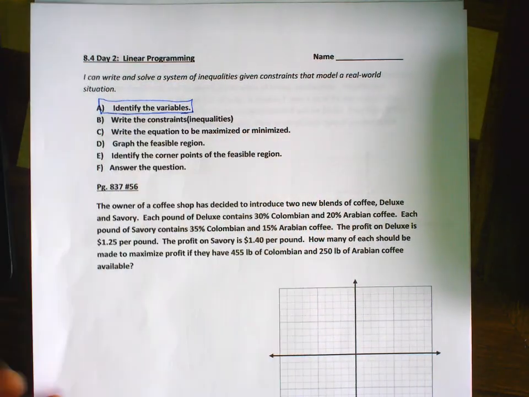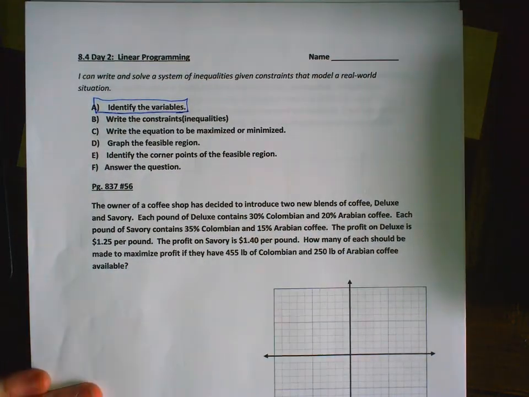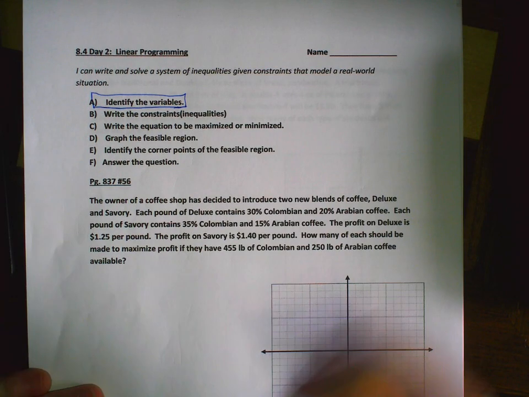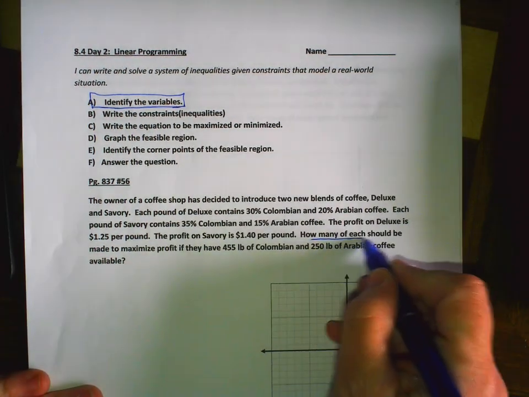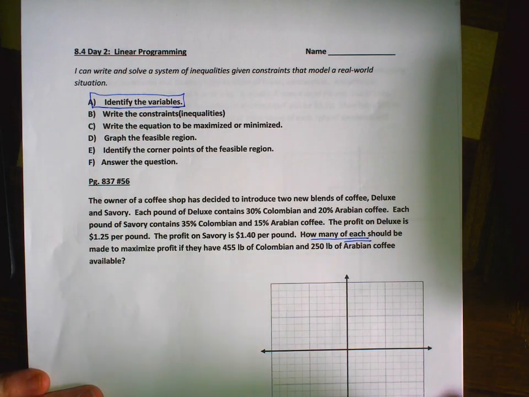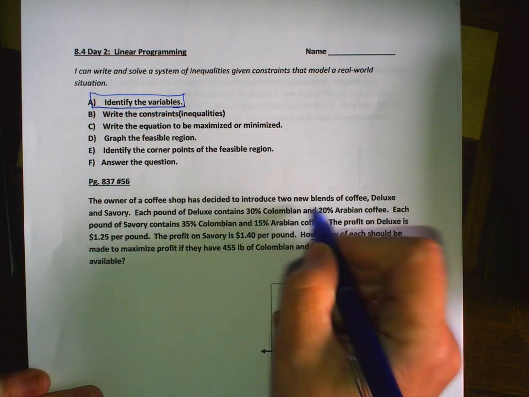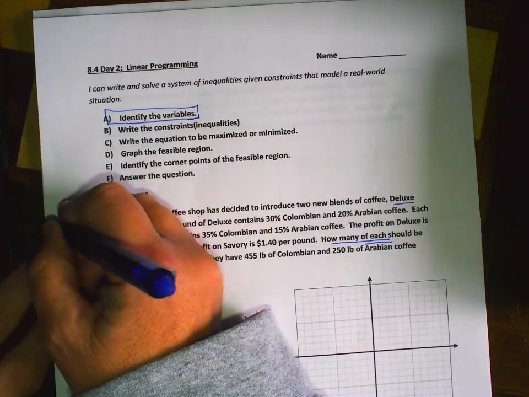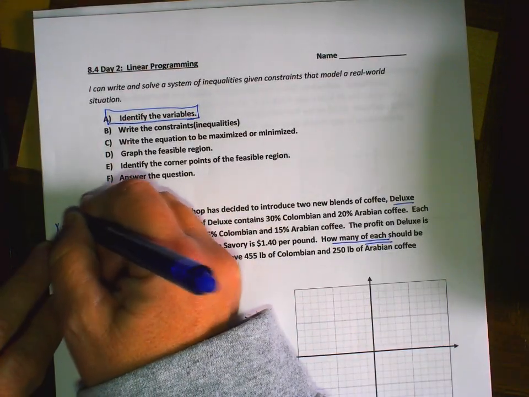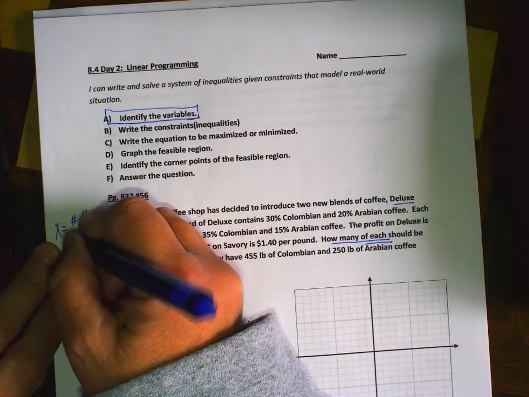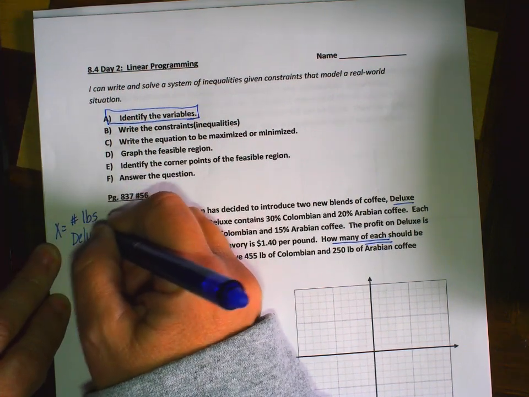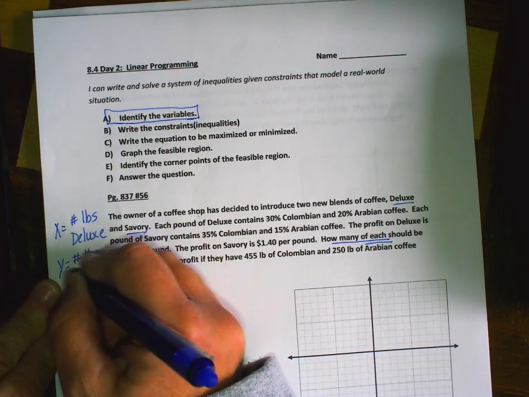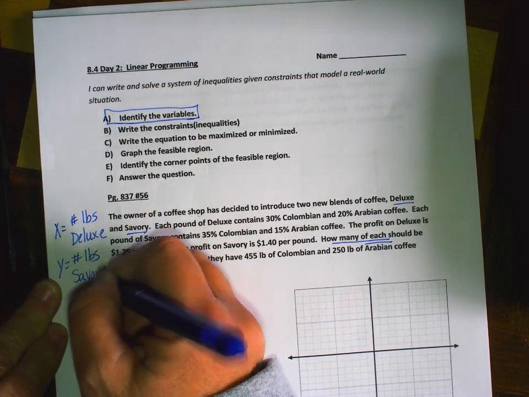And I just jump to the end of the problem and see what the question's asking, because whatever we don't know, that's your variables. And at the end it says, how many of each should be made to maximize profit? Well, each what? Well, we've got two blends. We've got deluxe and savory. So I'm going to say that X is the number of pounds of deluxe and Y is the number of pounds of savory. Okay, so we've just identified our variables.